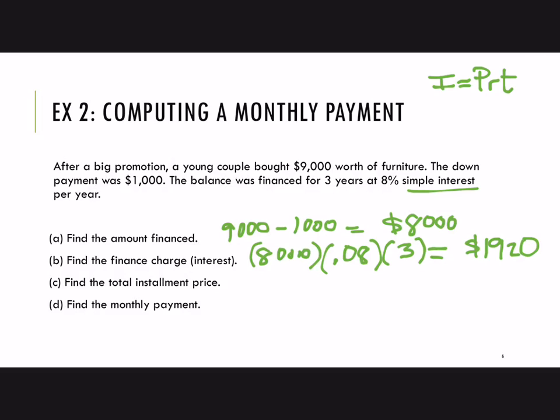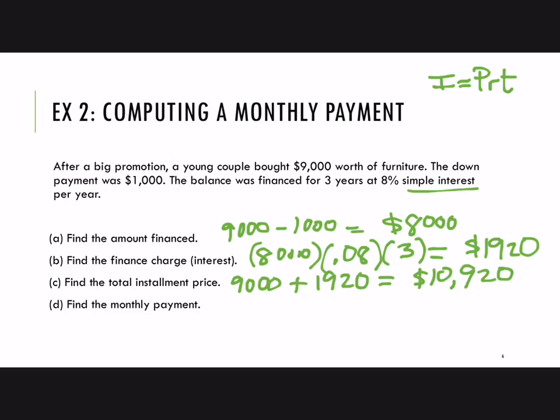Then the total installment price. This is the cost of the furniture plus the finance charge. All right, so we're just adding everything up all together that was paid. Okay, so we know that the cost was $9,000, and we also know the interest now, $1,920. So ultimately, they paid $10,920.